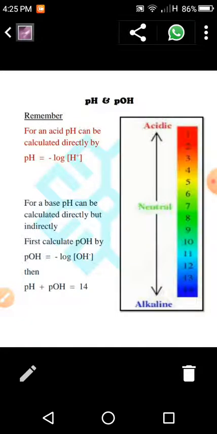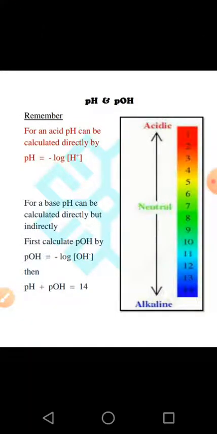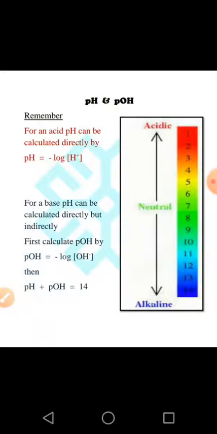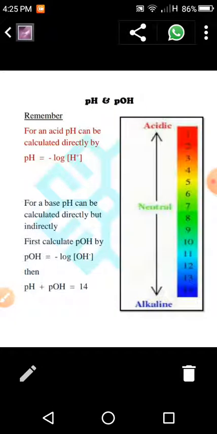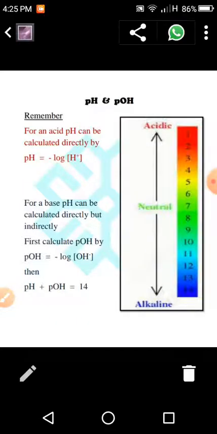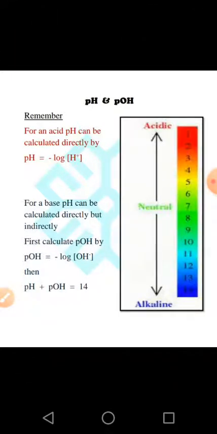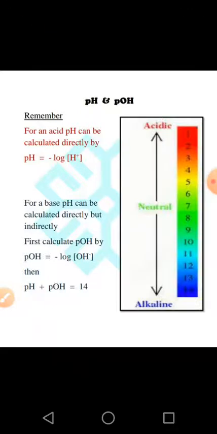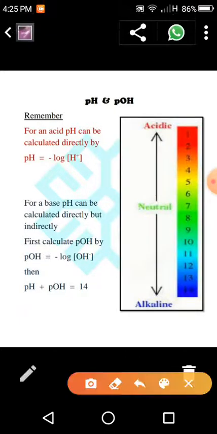If the pH of a solution is less than 7, it will be an acidic solution, or if the pH is more than 7 up to 14, that will be a basic solution. Now, the question is how can we calculate the pH of the solution? There is a formula of pH, but before that, you have to remember that if in a question an acid is given, we can directly calculate the pH, and if a base is given in the numerical, we cannot calculate pH directly but indirectly.